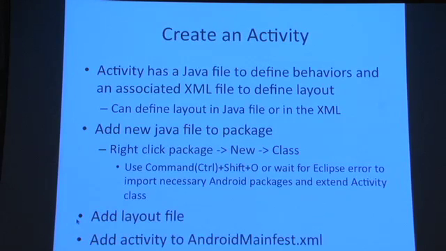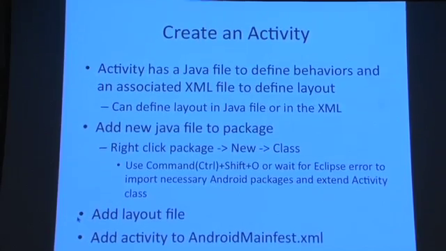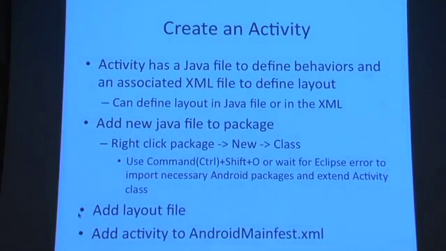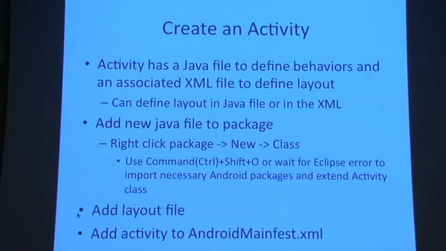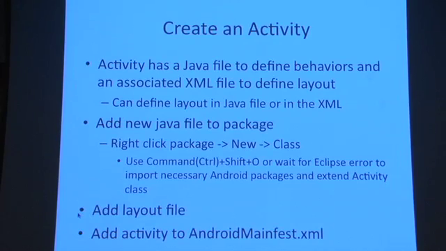And we can define the layout of the activity by using the Java file, actually within the activity that you see, or within the XML, which is what we just saw with the GUI interface, and also the code XML. And we also add the layout file to the activity by using the command setContentView. And the last thing you have to remember is that you have to add the activity to the Android manifest.xml file, otherwise your app will crash.